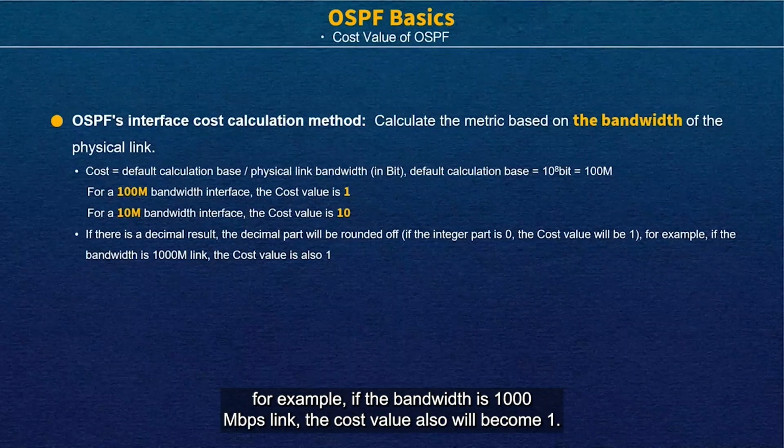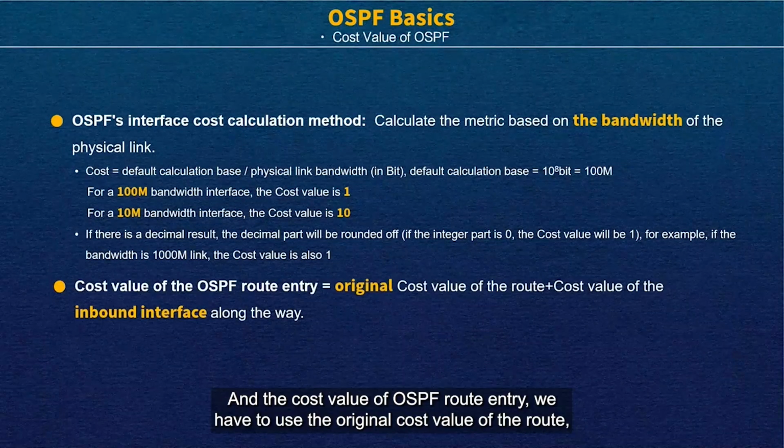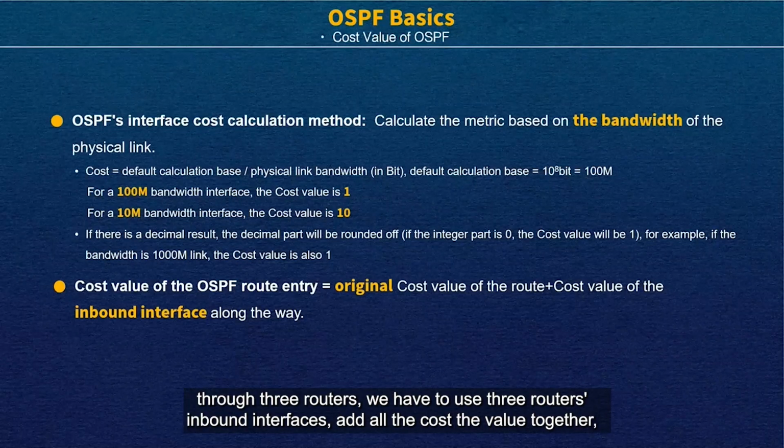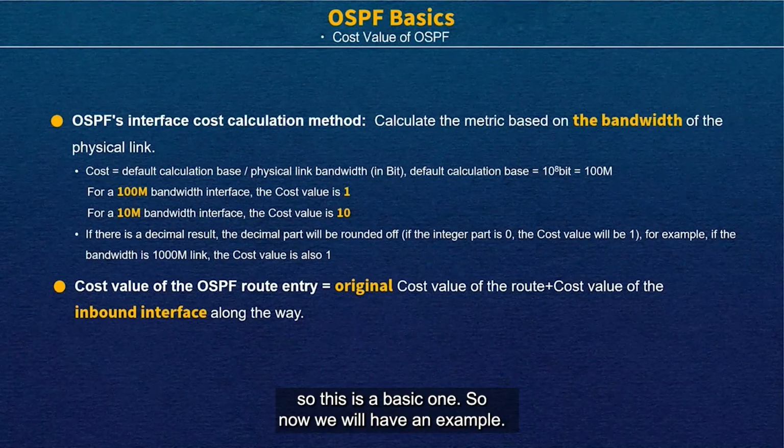For example, if the bandwidth is a 1000 Mbps link, the cost value also will become 1. And for the cost value of an OSPF route entry, we have to use the original cost value of the route plus the cost value of the inbound interface along the way. If you pass through 3 routers, we have to use the 3 routers' inbound interfaces and add all the cost values together. So this is the basic one.